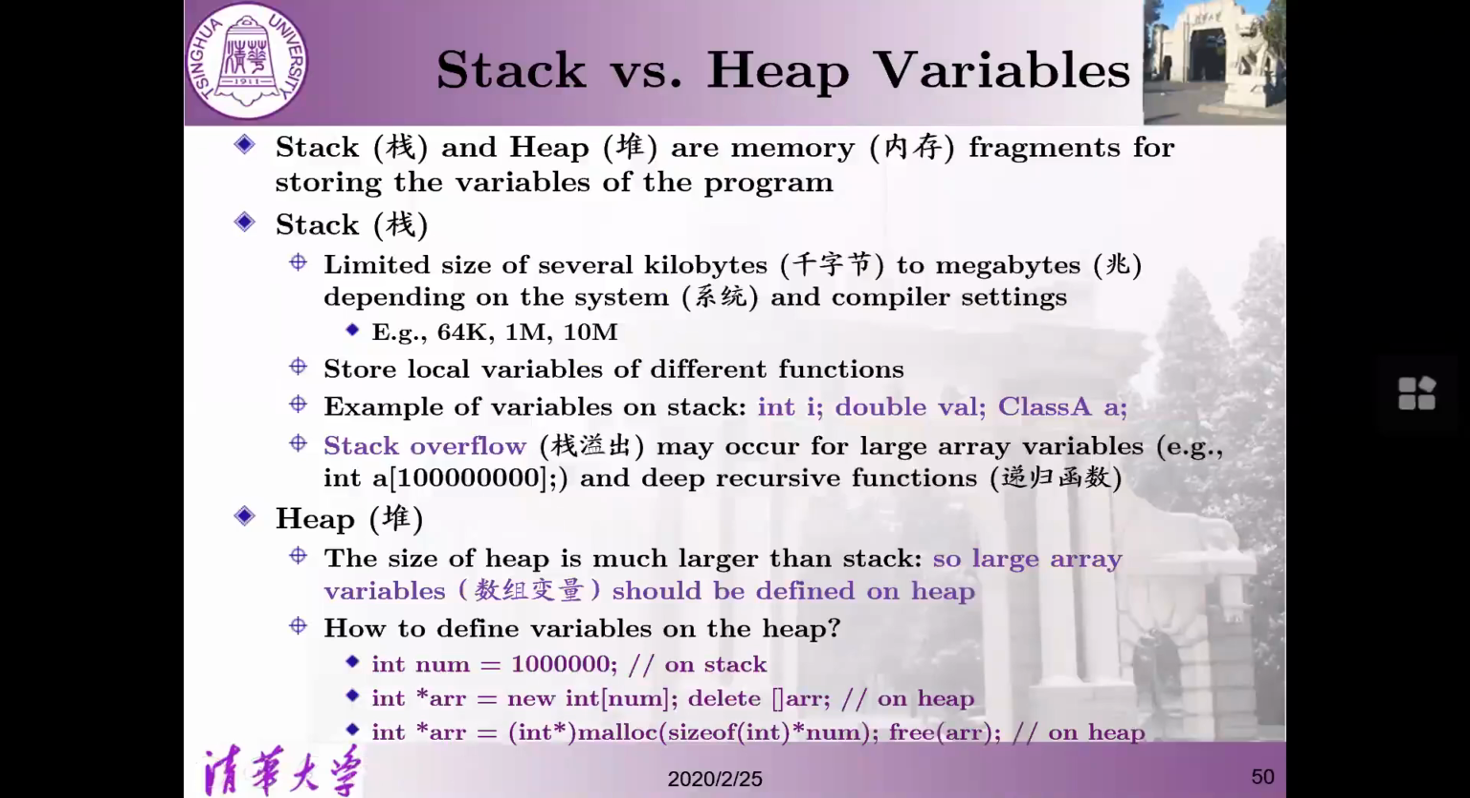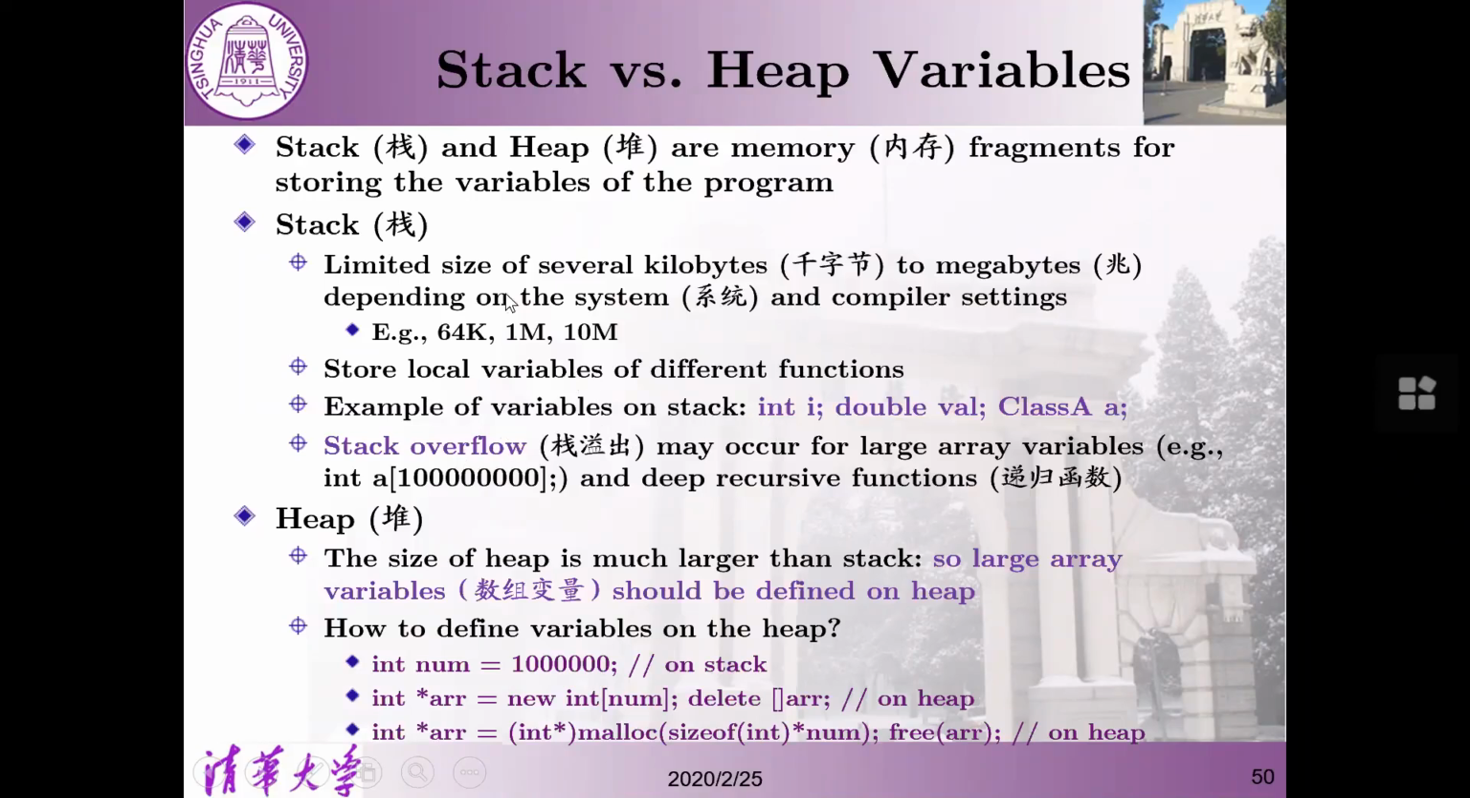Okay, then there's stack and heap. So stack and heap are the memory fragments for storing the variables of the program. For stack, it has a limited size of kilobytes or megabytes, depends on system and compiler settings. It stores local variables in different functions. So these are the examples. If we define some variables in this way, then these variables are stored on the stack.